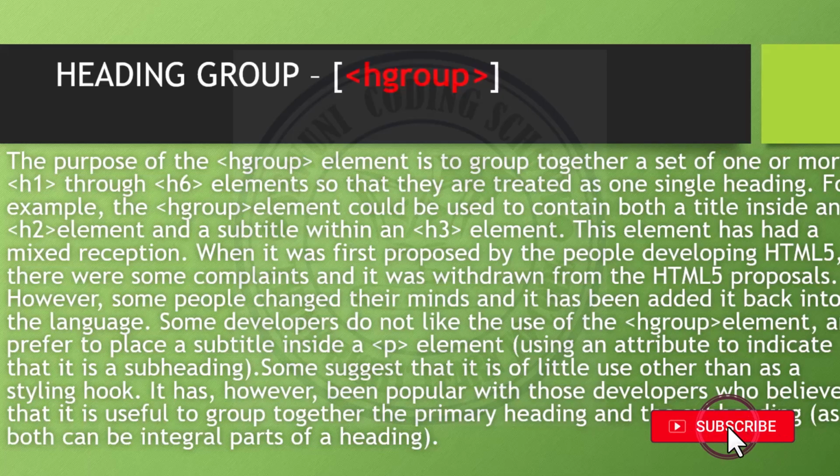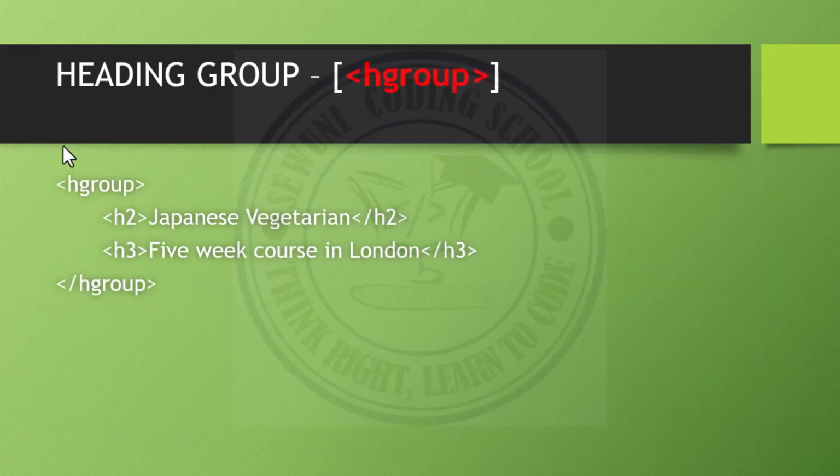Some suggest that it is of little use other than as a styling hook. It has, however, been popular with developers who tend to find it very useful, and they group together primary heading and subheadings. Now this is how the H group is used in HTML5. You see, the H2 and the H3 headings have been grouped together as one particular heading.